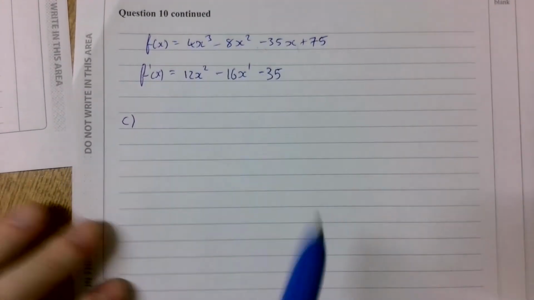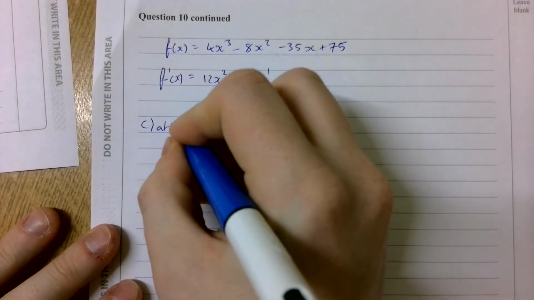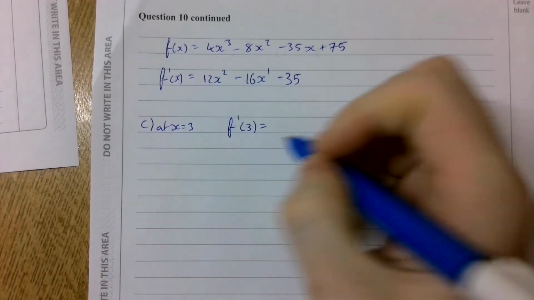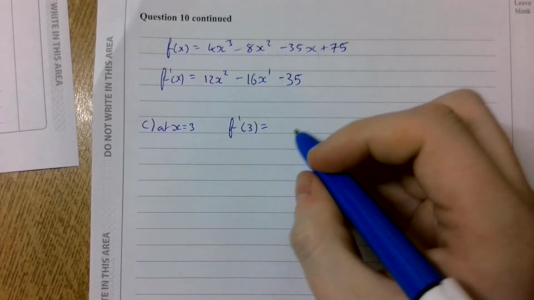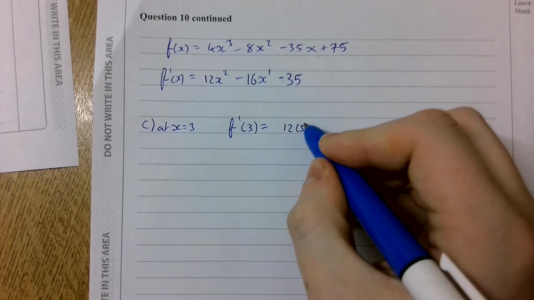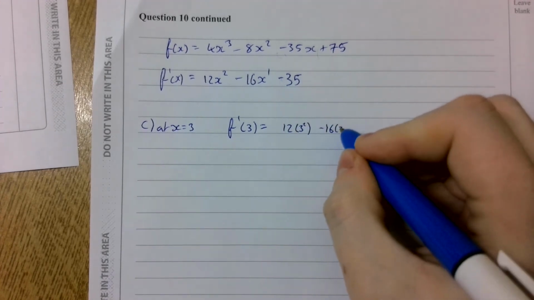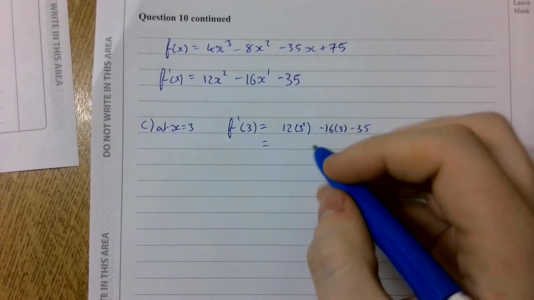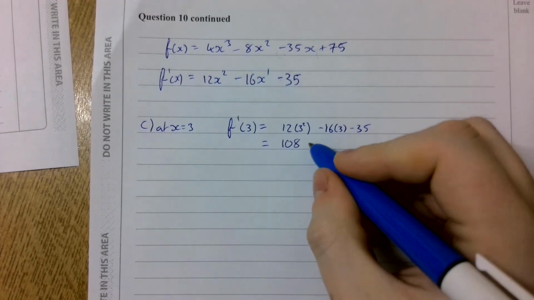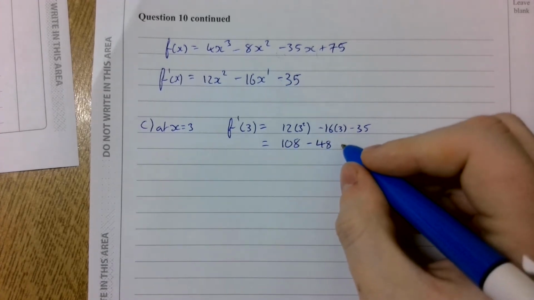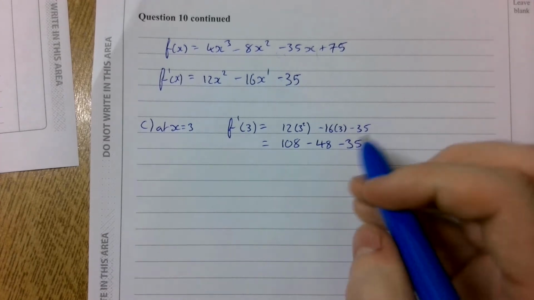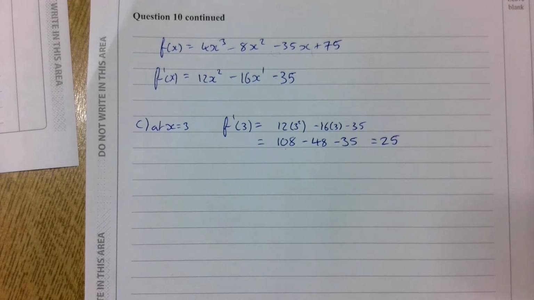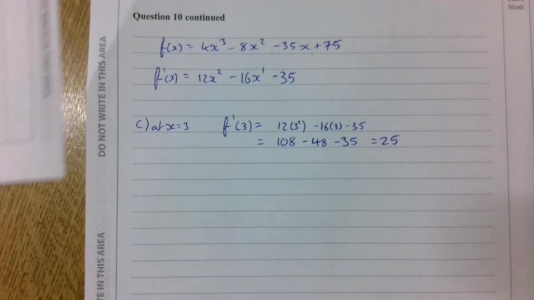Okay, so before anything else, at x equals 3, let's just find the gradient. So let's do f dashed of 3. This is going to give us the gradient. So we've got 12 times 3 squared, take away 16 lots of 3, minus 35. 12 times 9 is 108. Ooh, minus 48, it's been a long night. Minus 35. So this is 60 take away 35, which is 25. Okay, so there's the gradient. So at A we have a gradient of 25.